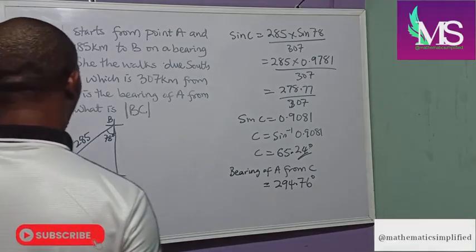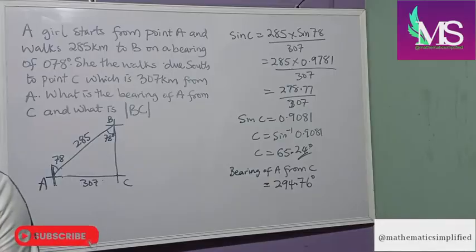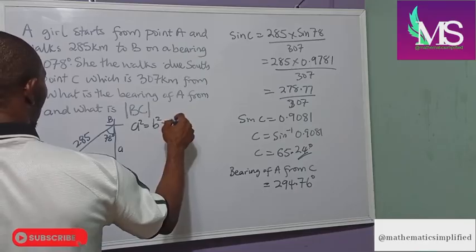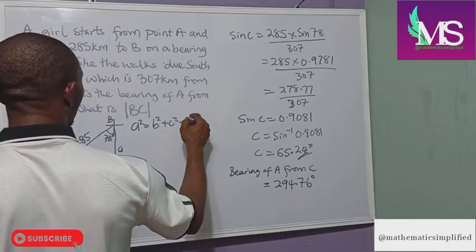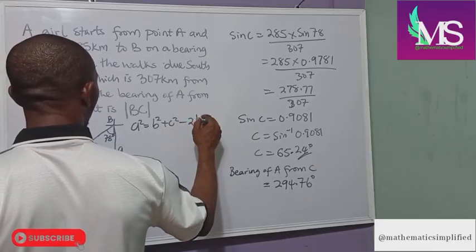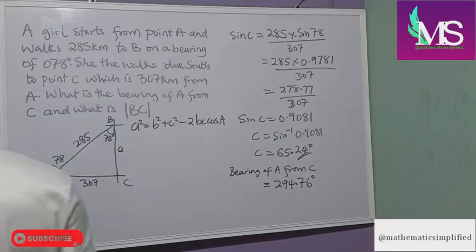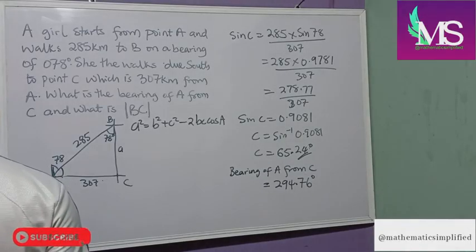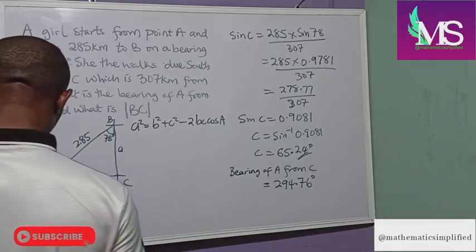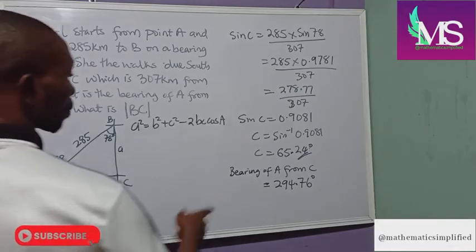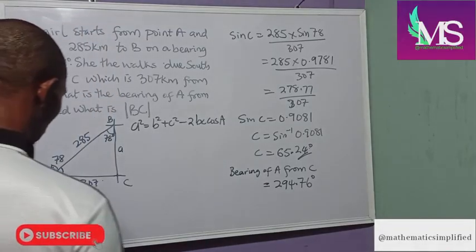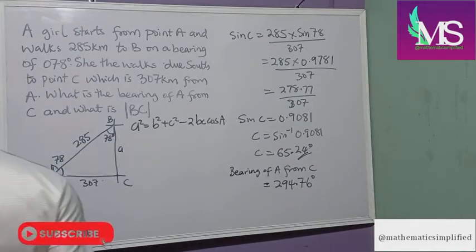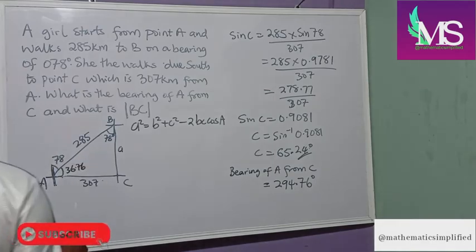Looking for our BC, we can now use our cosine rule, which says a squared equals b squared plus c squared minus 2bc cos A. Now, we know that our angle A here will become 180 minus 78 plus 65.24, which will give us 36.76. 36.76 will be our angle A.